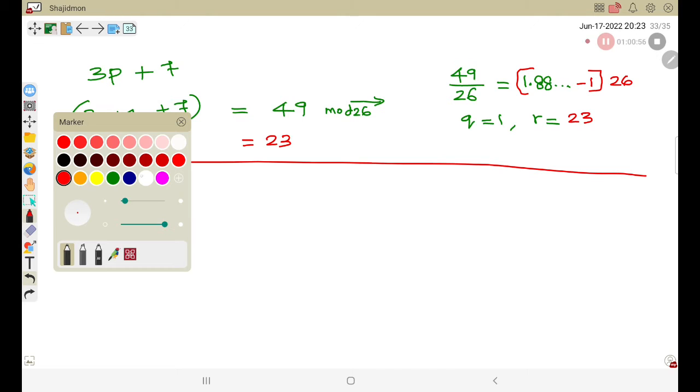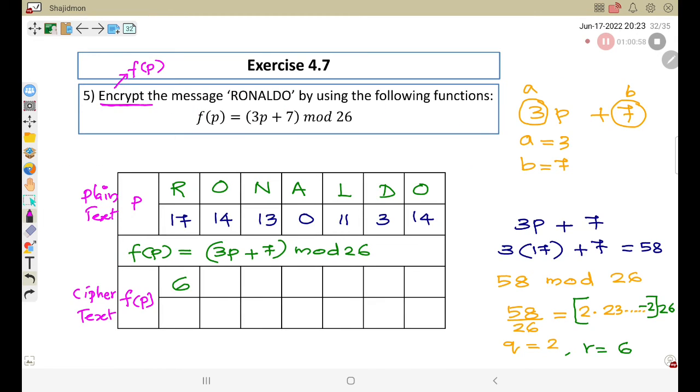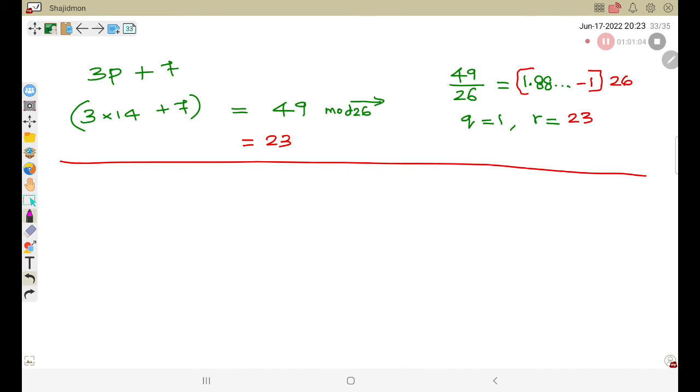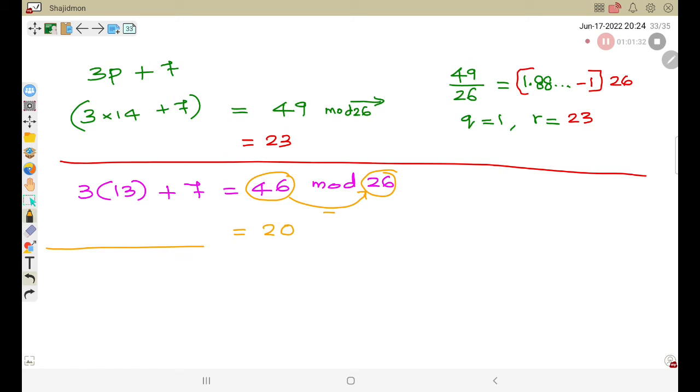Now next one we will check. Next is n number. So here we got 23. I am writing here. Next is 13. So 3 multiply 13 plus 7. So we will get the number equal 46. Okay, 46 mod 26. This one maybe you can subtract also. 46 minus 26. Correct. You will get 20. Subtract or divide, both are okay. No problem.